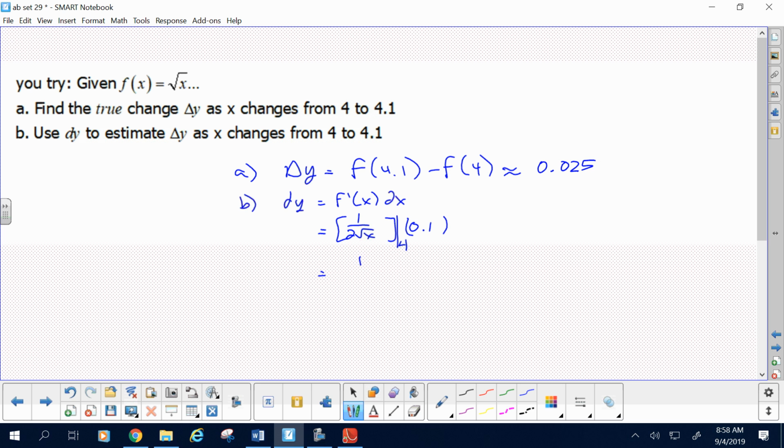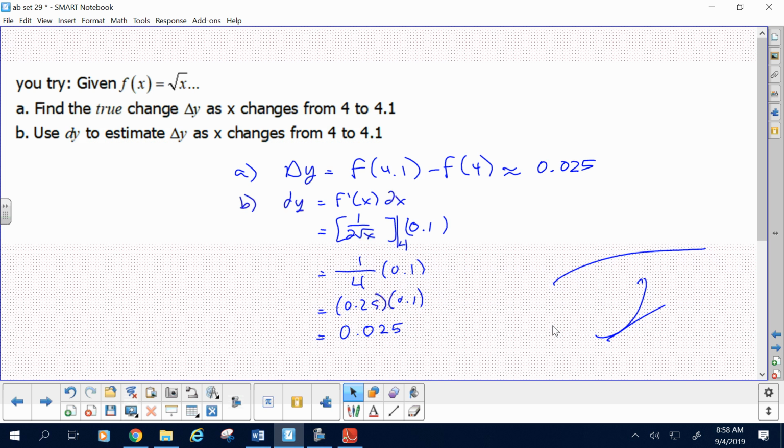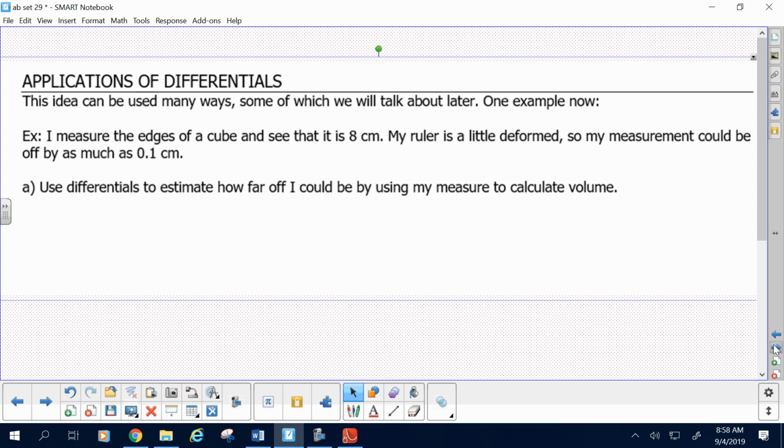So I get something like 1/4 of 0.1. I don't know if you use decimals or fractions, but isn't 0.25 times 0.1 something like 0.025? Okay. So that's pretty darn good. Follow? That has to do with the fact that square root changes so slowly, whereas squares change quicker, that you're going to get less error when it's a slow squared function. All right. That then is a good start.